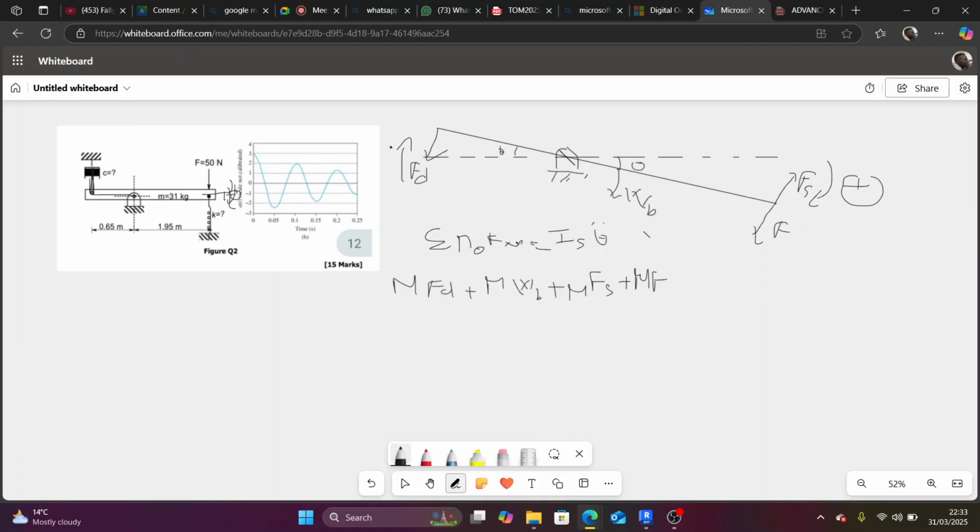Now remember, how is Fd going? Is it going in the same direction as the chosen direction or opposite? This is the chosen direction. Where is Fd? It's going in the opposite direction. Definitely it is negative.